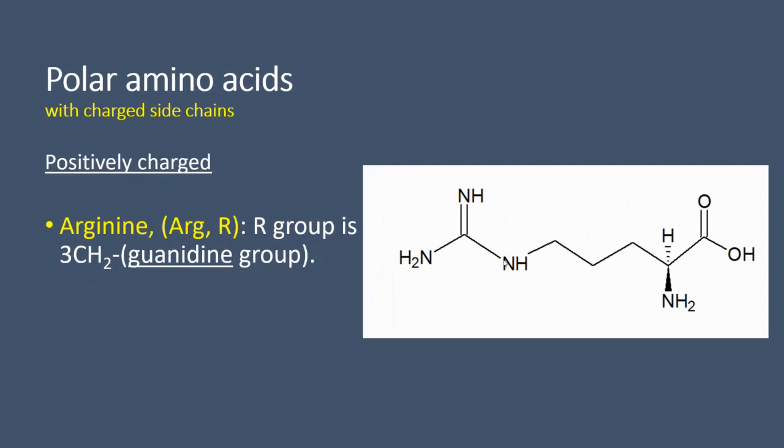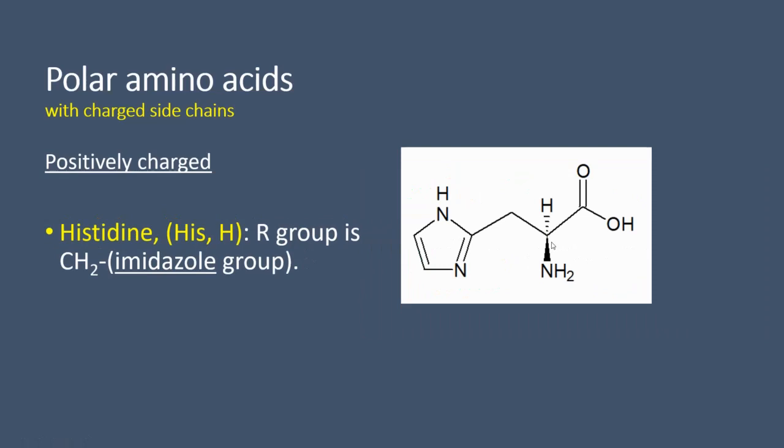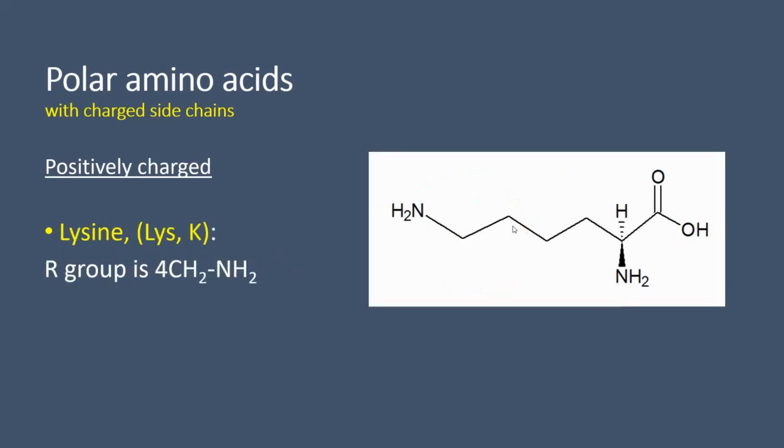Now we are going to look at the positively charged amino acids, and we are going to start from arginine. The side chain for arginine is as shown here. So it has 3 carbon chains, 1, 2, 3, bonded to a guanidine functional group. Next is histidine. The side chain for histidine is as shown here, so it has a CH2 bonded to an imidazole functional group. And the last one in the positively charged amino acids group is lysine. The side chain for lysine is simple compared to histidine or arginine. So it is 4 carbon chains, 1, 2, 3, 4, bonded to an amine functional group.